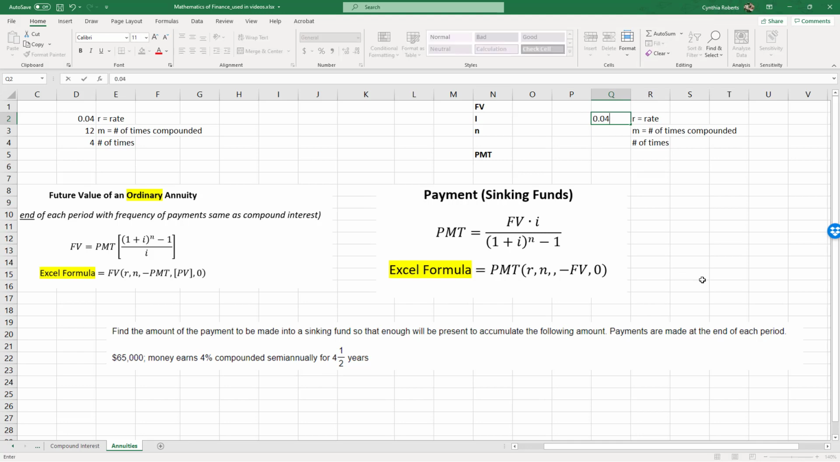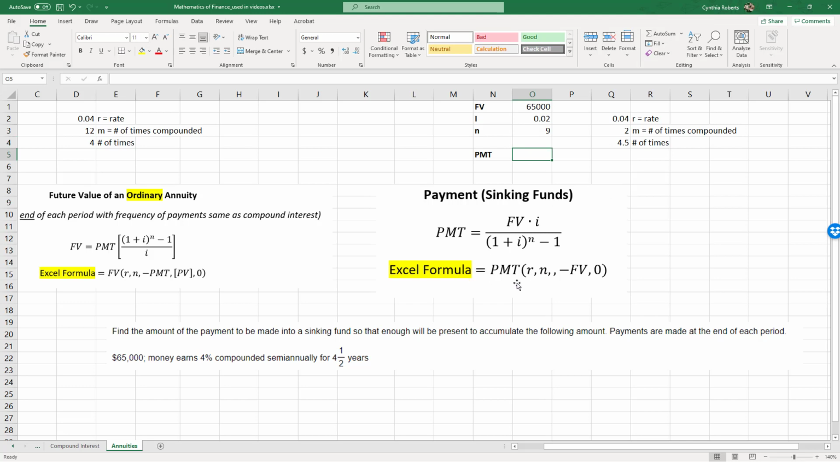So it says the rate, looking down here at the bottom, is 4%, compounded semi-annually, which would be twice a year, and then for 4.5 years. All right, so my future value, $65,000. My interest is my rate divided by the number of times compounded. I've done this many times. And then my total, my M times my T for total time. And I can see that for my total time, I get 9 years.